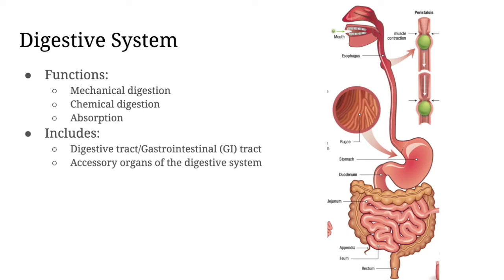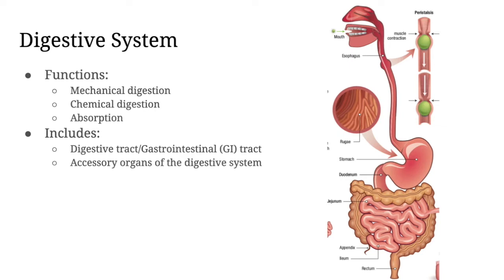So you have mechanical digestion. That includes you physically chewing your food to break it down into smaller pieces. Chemical digestion, which is when enzymes are going to be secreted for further breakdown of your food. And then absorption, getting the nutrients from your digested food into your body for you to be able to use. It needs to go from your digestive system into your blood and your circulatory system.